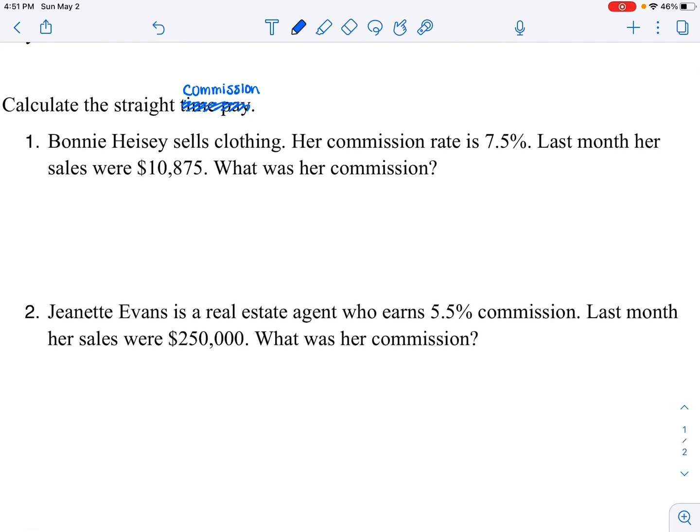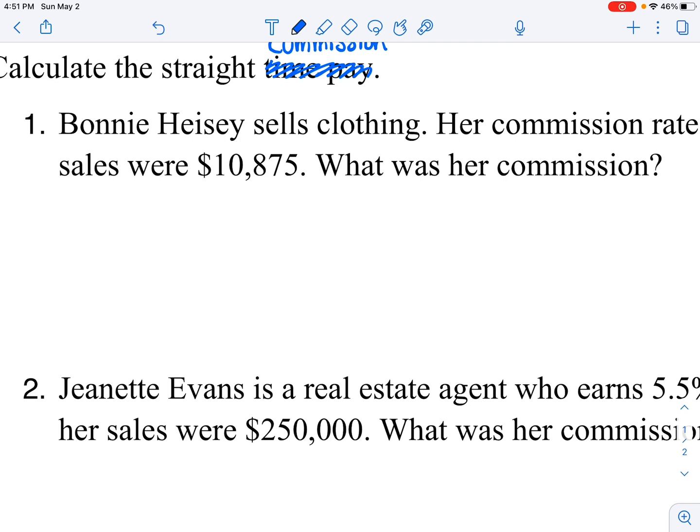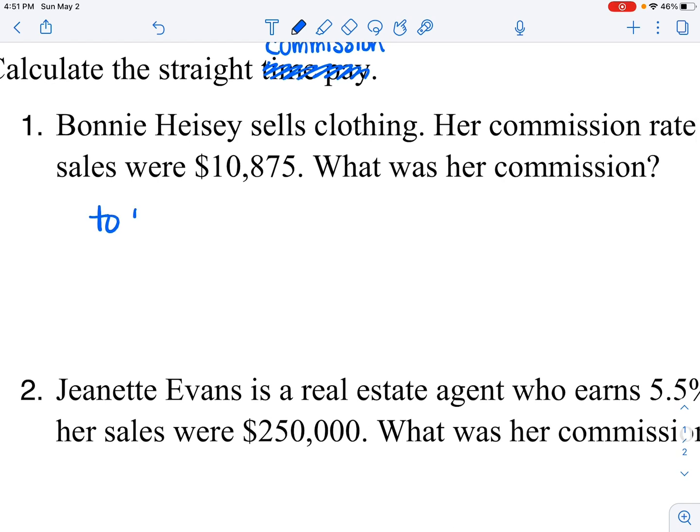So it says Bonnie Heisey sells clothing. Her commission rate is 7.5%. Last month, her sales were $10,875. What was her commission? So in order to calculate commission, we do have to remember our formula. So our formula for commission is total sales times our commission rate. So the nice thing about these problems is that they really give us everything that we need.